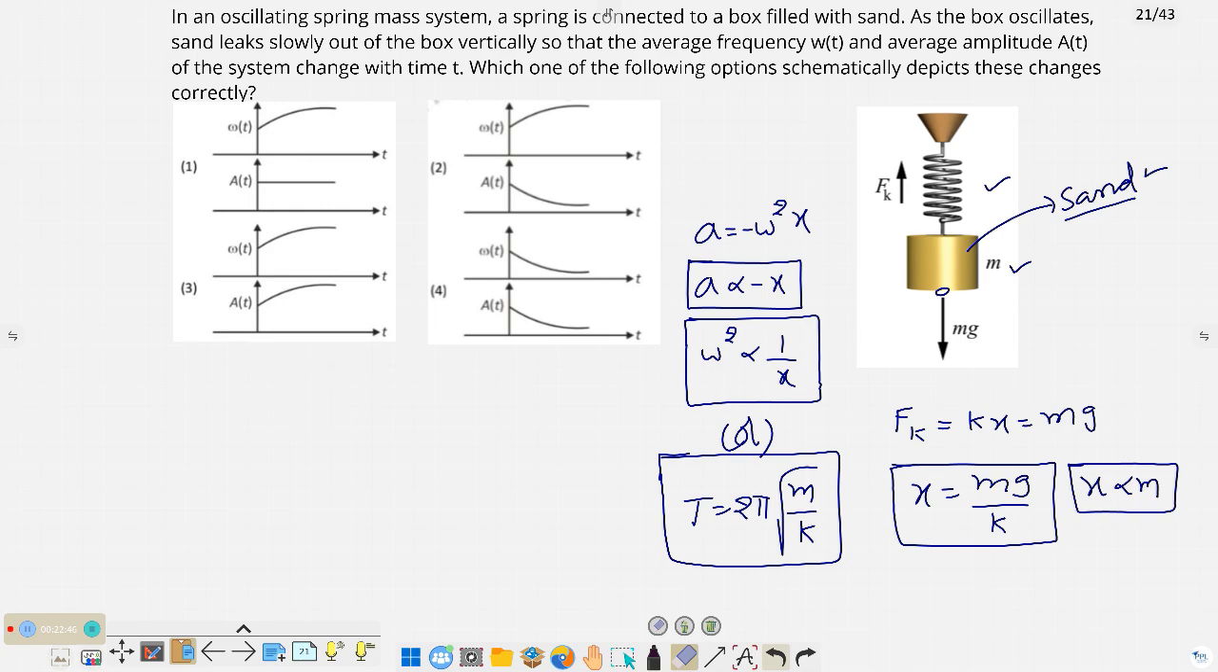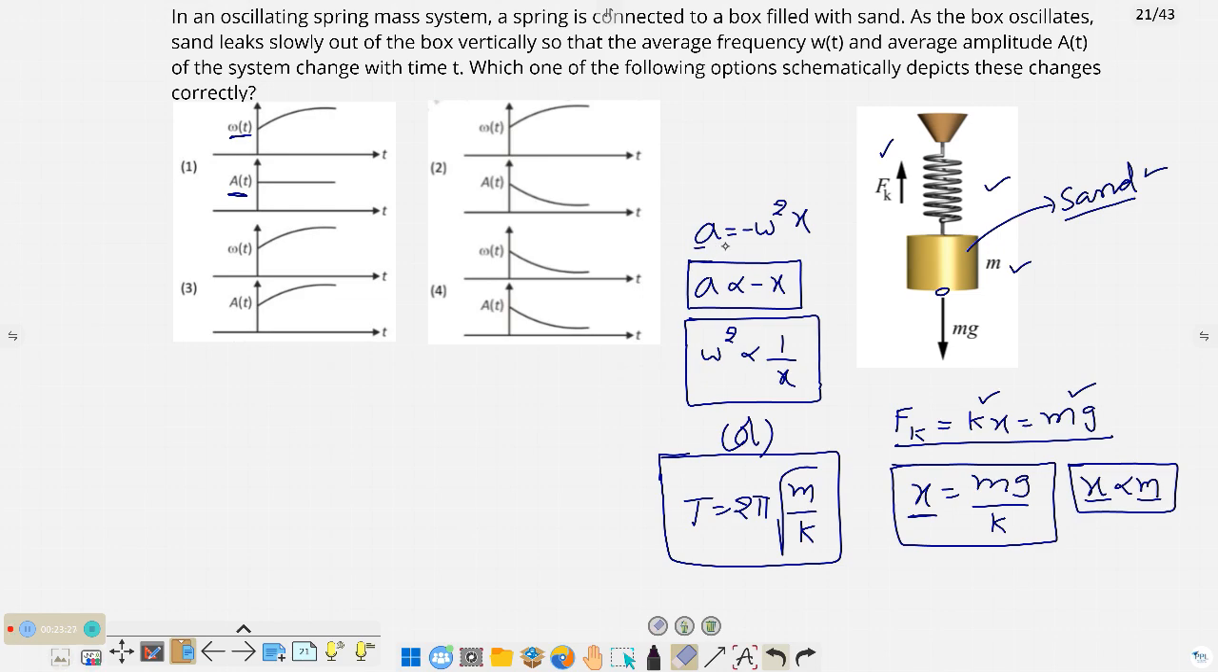As the sand is decreasing, they are asking for the relation between angular frequency omega and the amplitude of oscillation. They're asking what happens to those. First, you have to understand that whenever sand or any mass is suspended using a spring, there is a spring force acting, that is kx, which is balanced with mg. That means when the weight is acting downwards, the spring force is acting upward, so kx equals mg. From this, the displacement of the spring from its actual position is x equals mg by k. So x is proportional to mass. The more the mass, the more the spring extension; the less the mass, the less. So x is proportional to m.